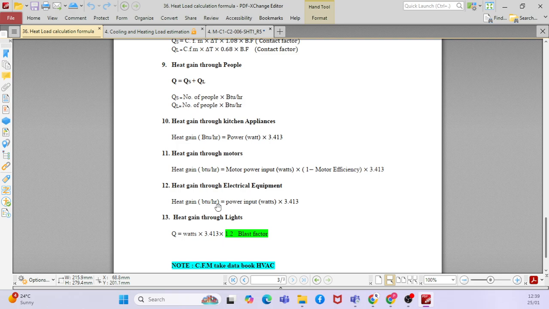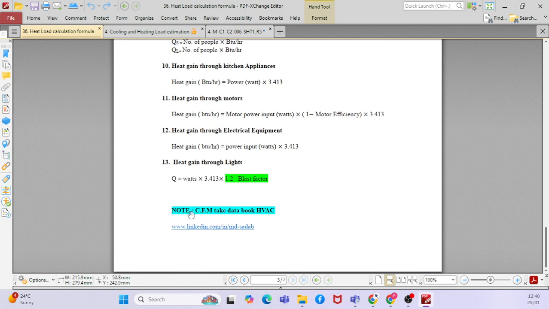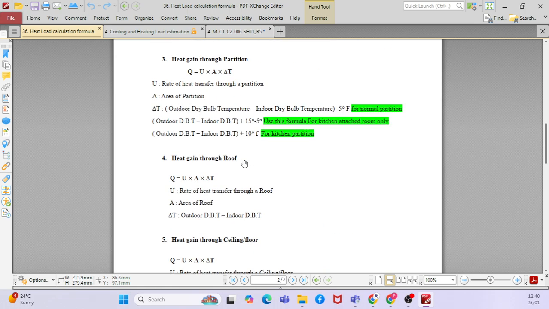Now the heat gain through the lights. What are the watts? The light you have, 100 watts, 50 watts. Multiply by 3.413, multiply by 1.2 ballast factor. This is just for the static current. It will dissipate heat. So when you multiply, you get the heat here, right? When you add all the heat, you will get the total heat, right?